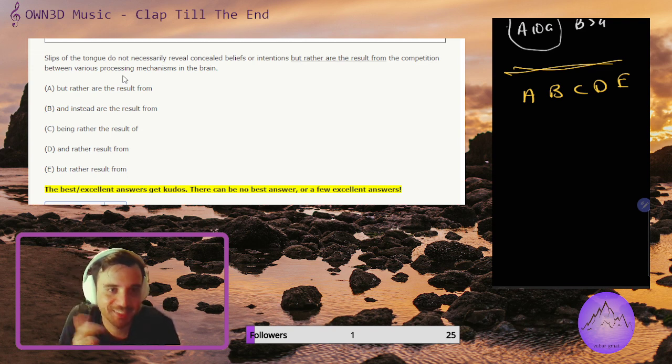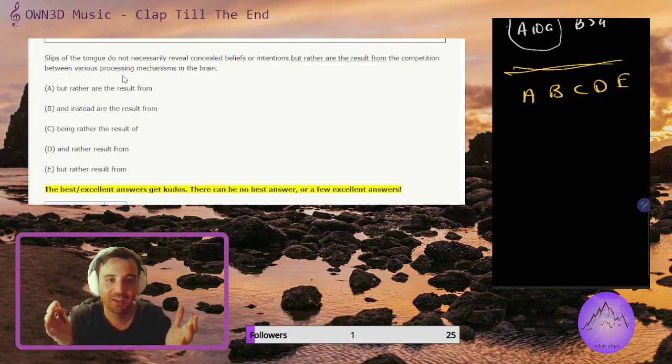And now this is saying, well, that's not true, actually. Freud was wrong. So this is basically saying if someone accidentally says something, that doesn't mean that they're revealing anything that they were trying to hide. But it's actually just the competition between various processing mechanisms in the brain. So your brain is trying to do multiple things at once, and because there's some competition happening in your brain, it just picks one. And sometimes it accidentally picks the wrong thing.